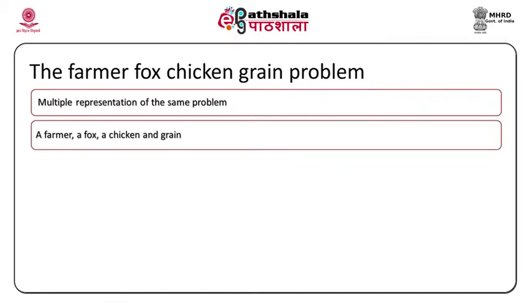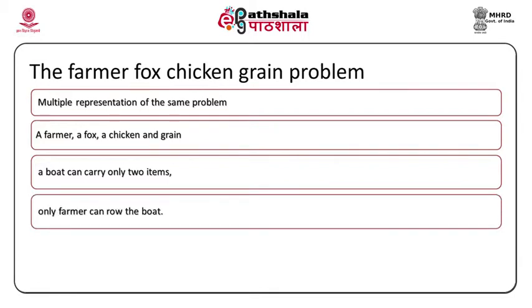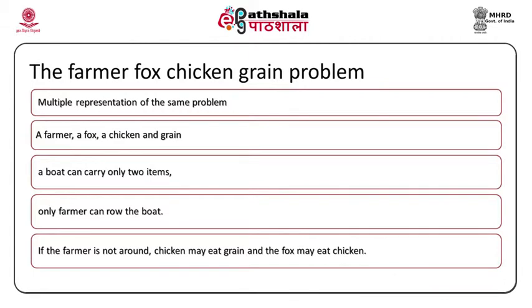The problem is about a farmer, fox, chicken and the grain finding themselves on one side of the river, and they have to move to the other side. A boat is available which can carry only 2 items. Only the farmer can row the boat, obviously grain, fox and chicken cannot. And what we want is everybody to remain intact at the end of the problem, and if the farmer is not around, the fox may eat the chicken and the chicken may eat the grain. So this is something that we do not want. How can we solve this problem?